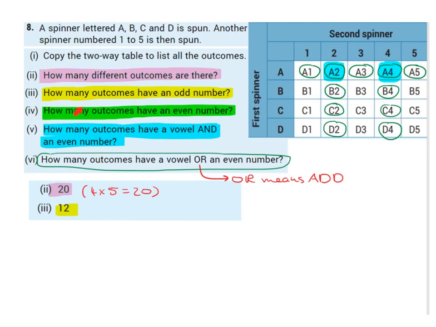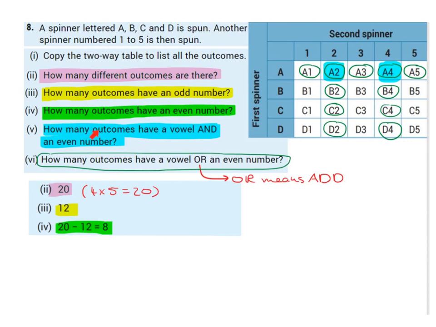Question 4. How many outcomes have an even number? So 2 and 4 are even. So we've got 4 outcomes that contain a 2, 4 outcomes that contain a 4. So 4 plus 4 makes 8. Alternatively, we could have said, well, there's 20 in total. Take away the 12 that are odd, leaves us with the 8 that are even.